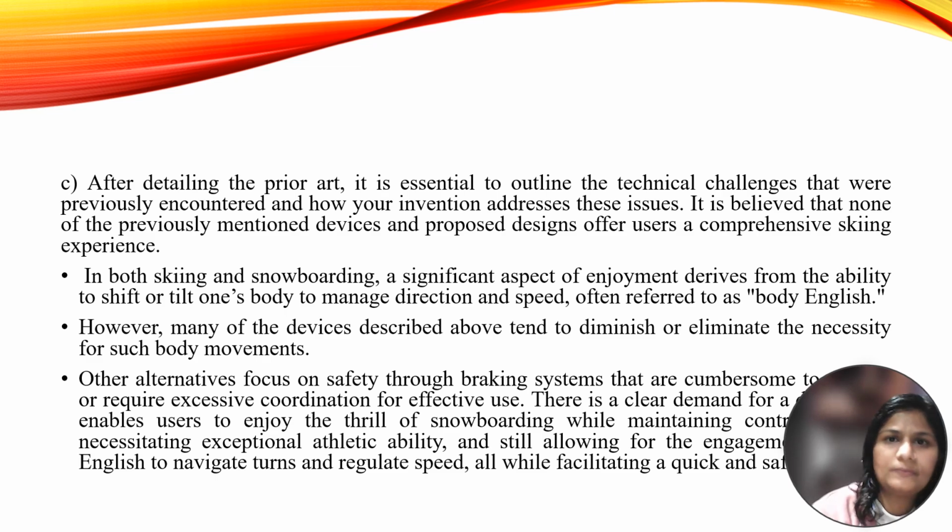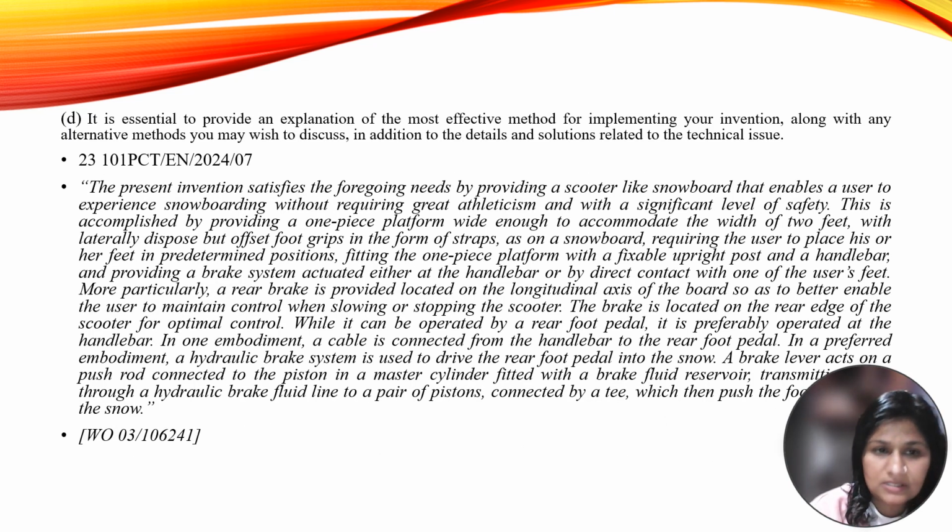Mentioning the features. Now, this point describes that it is essential to provide an explanation of the most effective method for implementing your invention, along with any alternative methods you may wish to discuss, in addition to the details and solutions related to the technical issue. Now, previously we provided the background of the invention, we provided the prior art, and then we are explaining also what is the effective method for implementing this invention. So it should be added here. We can add more details and solution related to the technical issues, right?